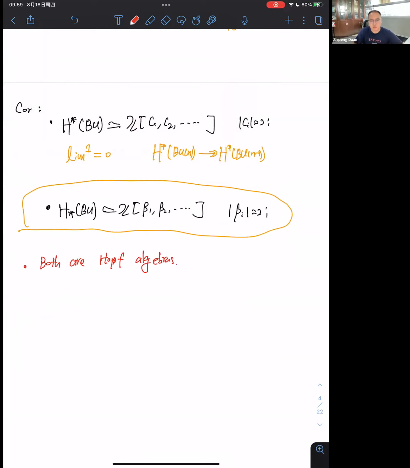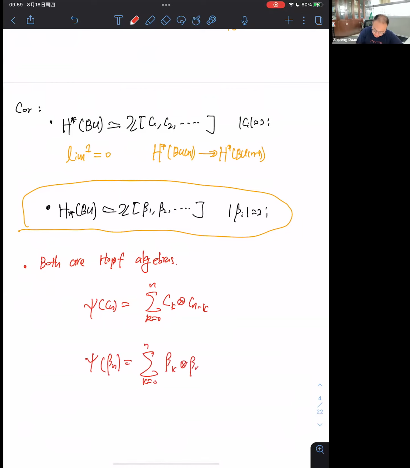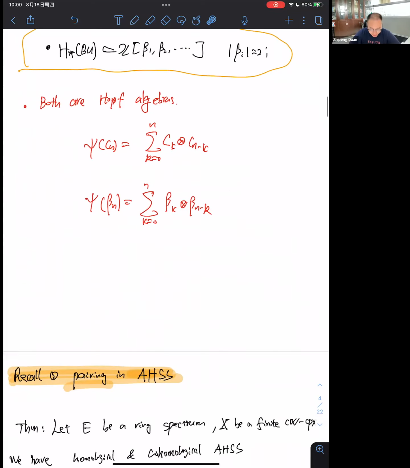And with the coproduct structure, it just looks similar. So phi Cn is a summation from k from 0 to n, Ck tensor Cn minus k, and the coproduct on beta n is a summation k from 0 to n, beta k tensor beta n minus k. But this Hopf algebra structure is actually not relevant in this talk. What we need is the algebra structure. Okay.